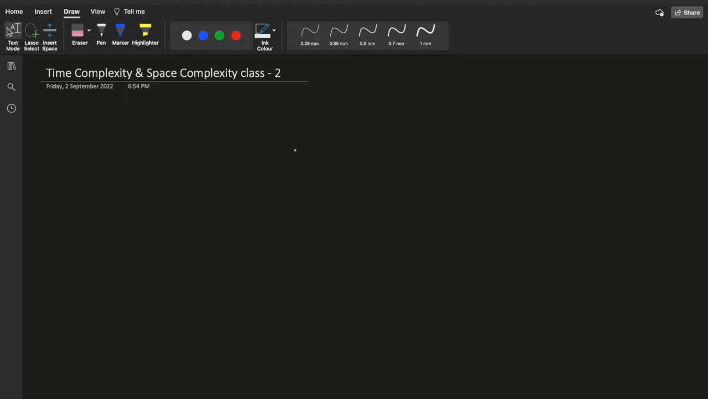So last class we discussed the time complexity and space complexity chapter. In that chapter we analyzed how a loop works and how many times a loop works, and we learned how to calculate the number of iterations of a for loop.